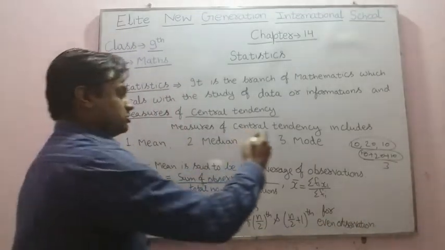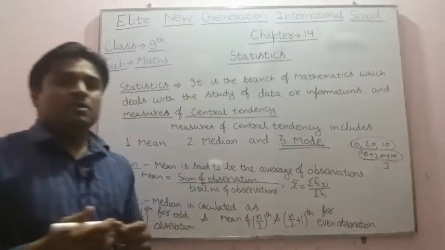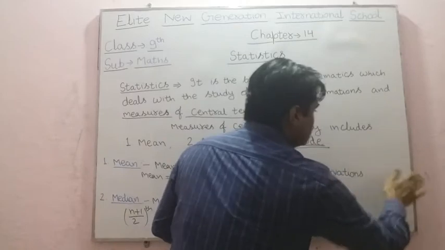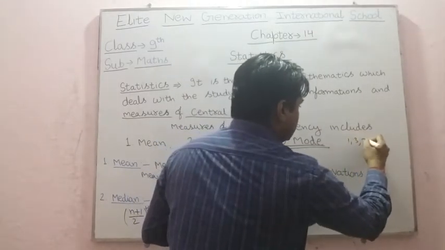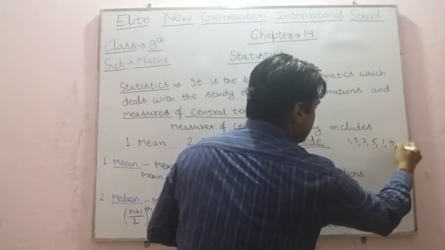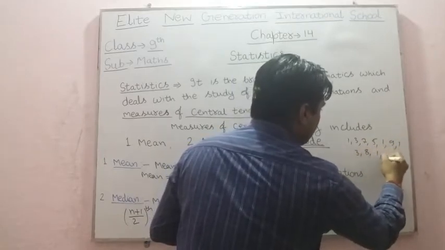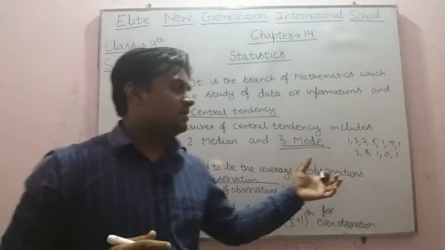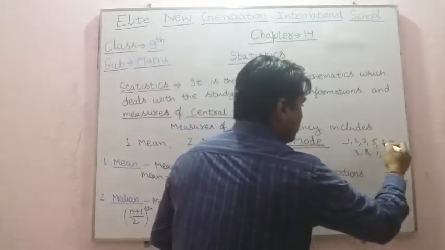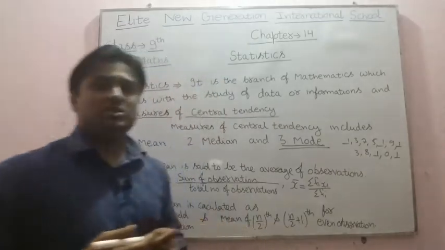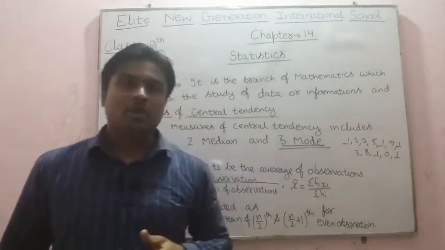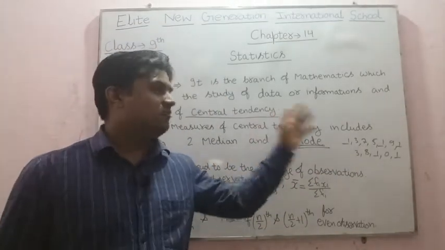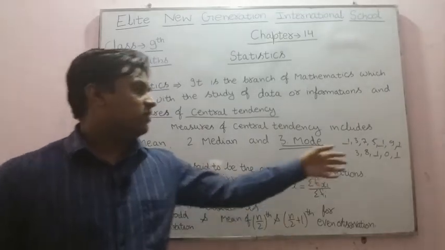Now after this comes mode. What is mode? Mode is the observation that occurs the highest number of times. Suppose the observations are given like this: 1 3 7 5 1 9 1 3 8 1 0 1. In these observations, which number comes the most times? Here we can see that 1 comes the most times. So 1 will be the mode. The observation occurring the highest number of times in the given data is known as mode.